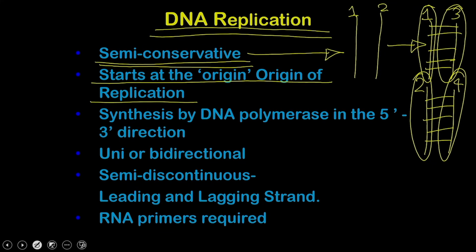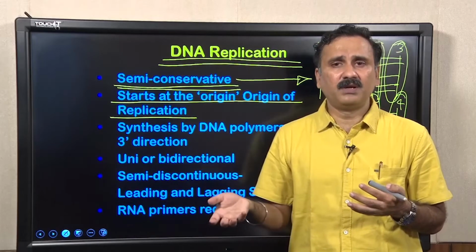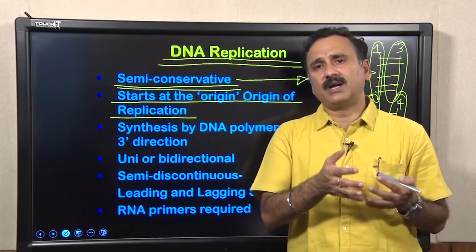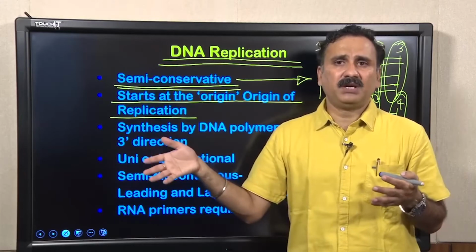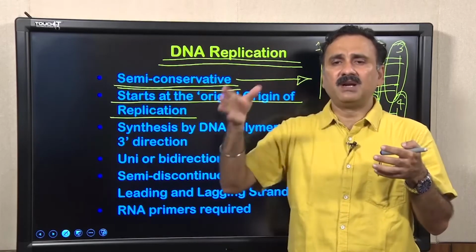DNA synthesis does not start at random places; it requires a place where it can start. That place is called the origin of replication. In the bacterial cell you have a single origin of replication, whereas in the eukaryotic cell you have multiple origins of replication, because the bacterial genome is smaller, so it does not require multiple origins. Compared to that, eukaryotic genomes are bigger in size, so they require multiple origins of replication.